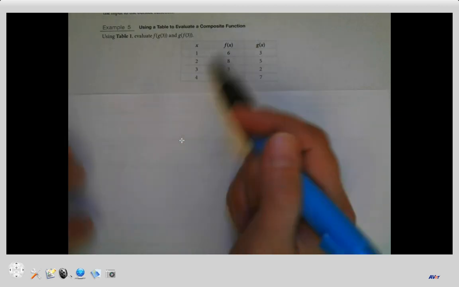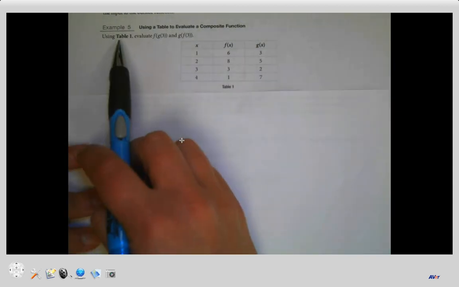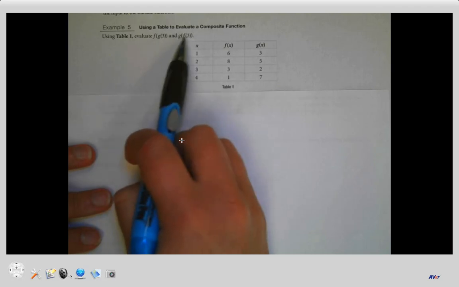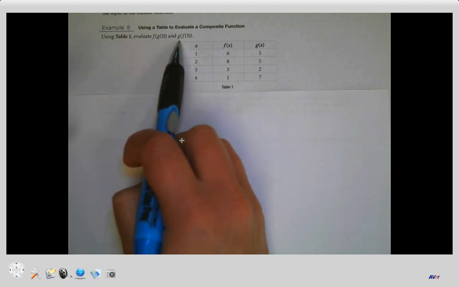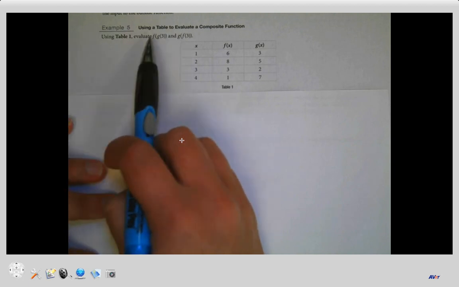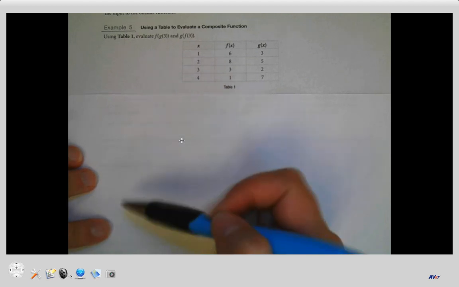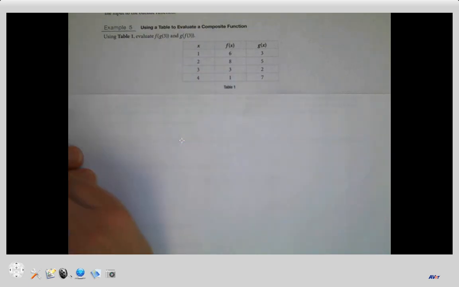Here we go. Let's evaluate a composite function using this table. Using table 1, evaluate f of g of 3 and g of f of 3. We already know these could be different. There could be a coincidence where they come out with the same answer, but in general the order matters, and these are going to give us different answers. Why don't you see if you can do this? Pause this and see what you get, and then come back and we'll do it together.